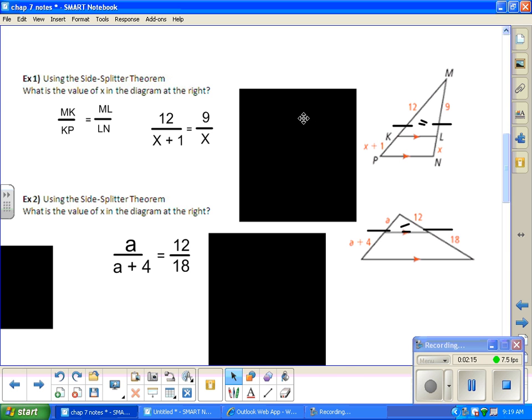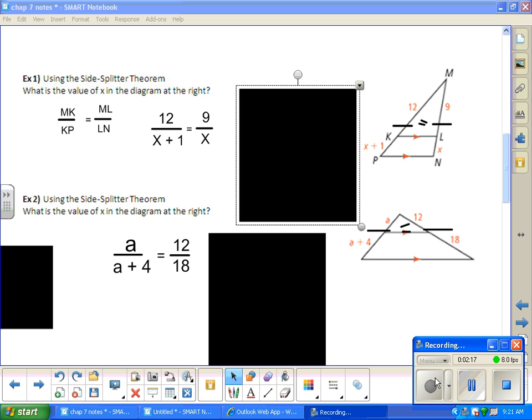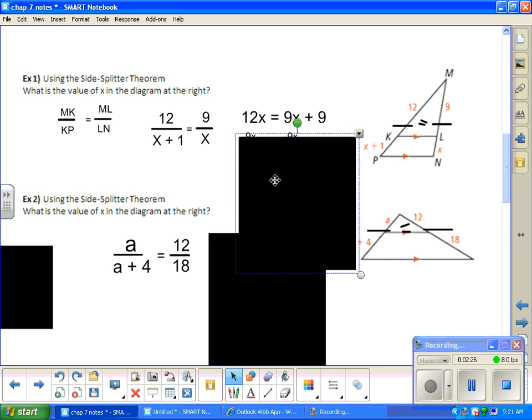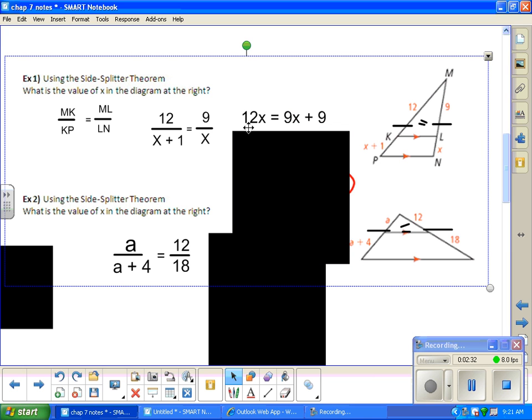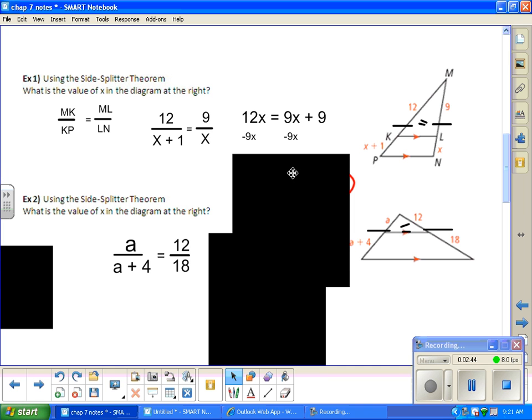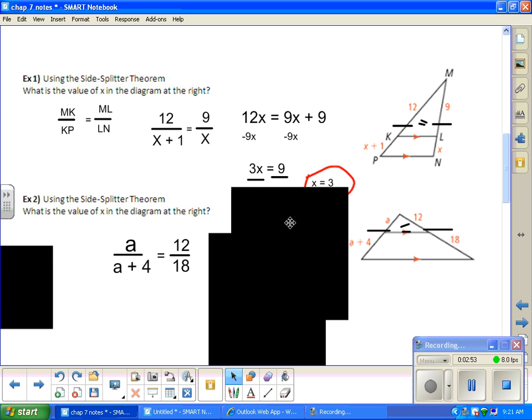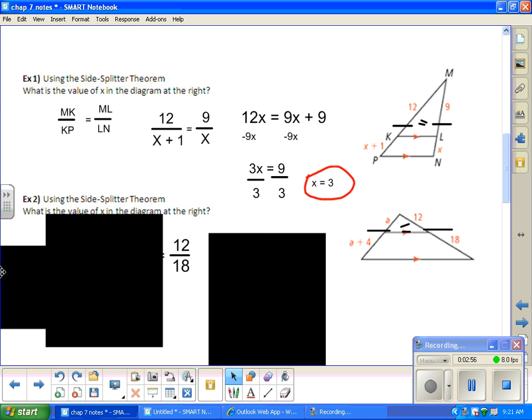So then from here, I'm going to go ahead and cross multiply. Okay, so we've written 12 over x plus 1 equals 9 over x, and then I'm going to cross multiply 12 times x, and then I have to do the distributive property. So 9 times x and 9 times 1 becomes 12x equals 9x plus 9. I want to combine like terms. My 12x and 9x are like terms. So since 12x is by itself, I'm going to go ahead and subtract 9x from both sides. And I'm going to be left with 3x equals 9. And the last step is to divide both sides by 3. And x equals 3 is your final answer.